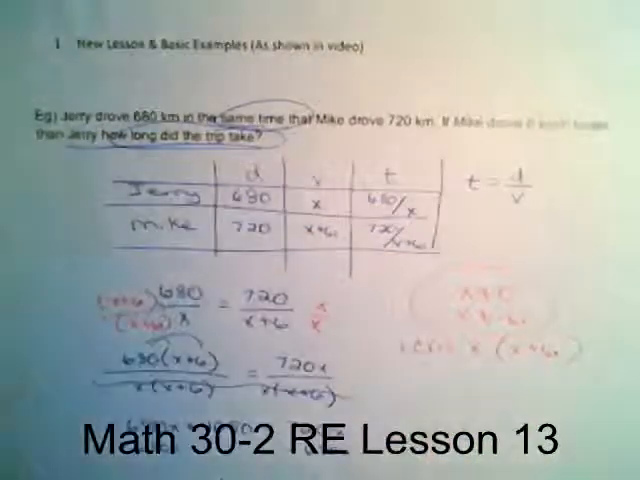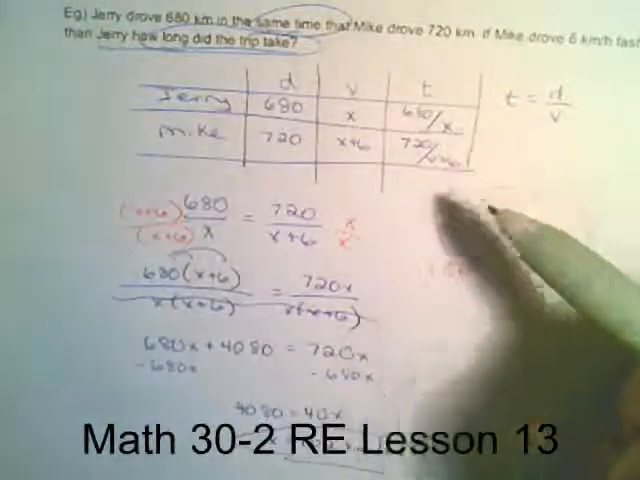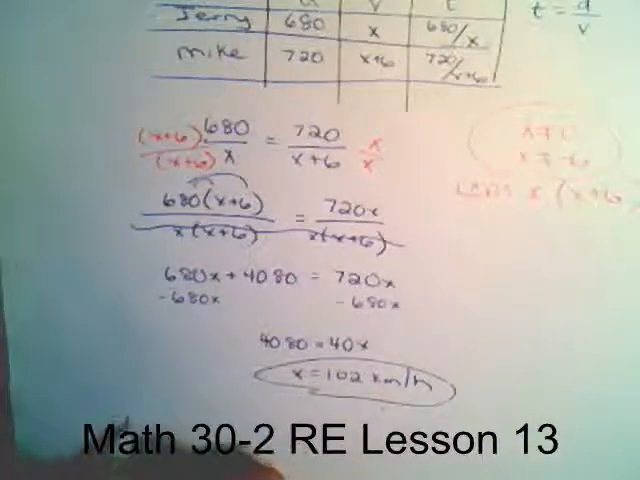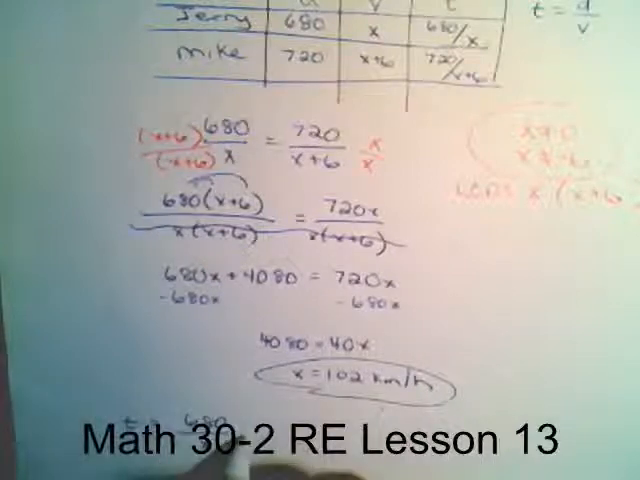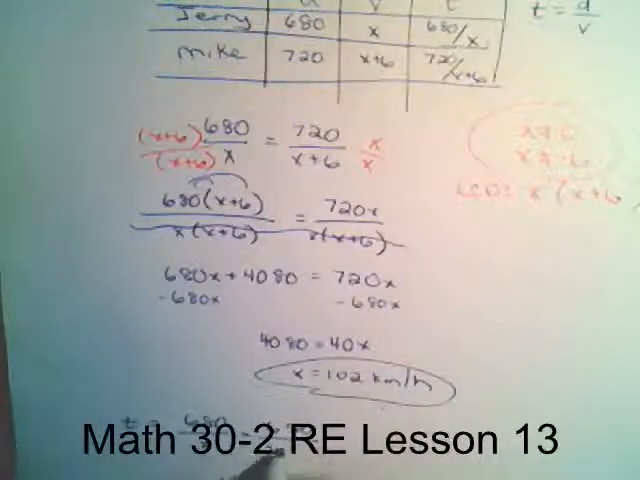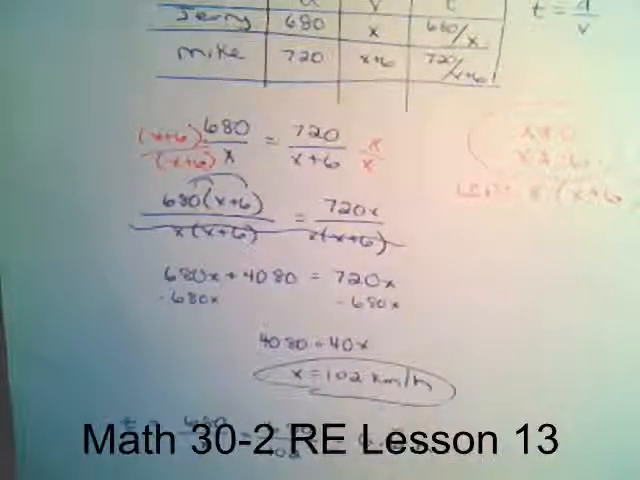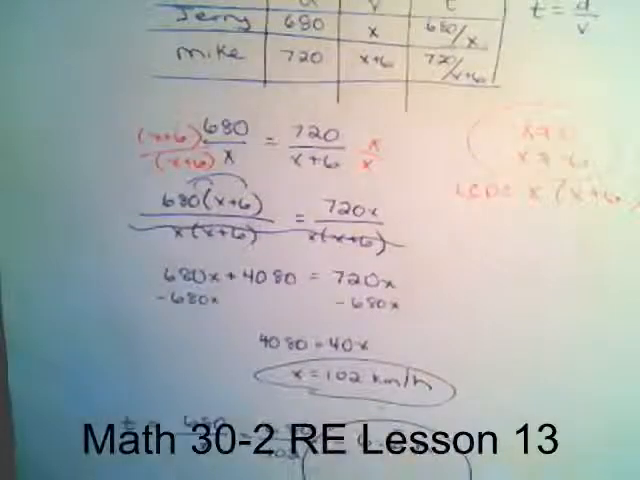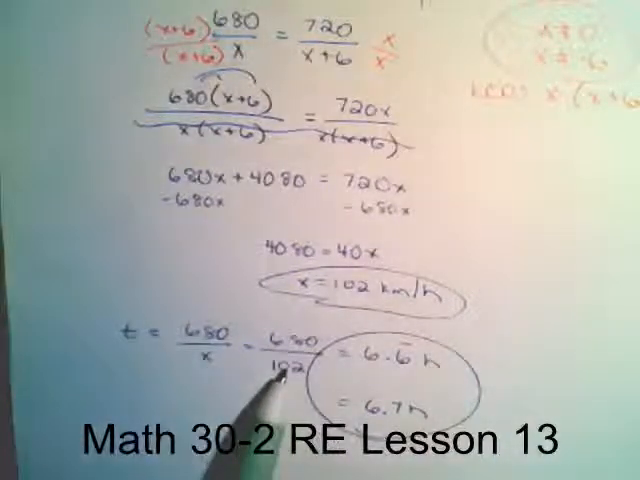Okay. Then I go back and take a look at the question. What did it want? How long did the trip take? That's what I want to know. Now, the times are these two times. I know they're equal, and I know that x is 102. So the time equals, and you get to pick one, I'm going to use 680 over x, which is 680 over 102, which is 6.6 repeating hours. Or if I had to round it, 6.7 hours. Either way, depends on what I want to do.